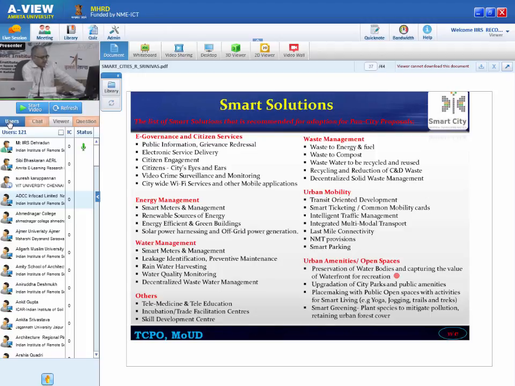Similarly, for social infrastructure like telemedicine, teleeducation, incubation, trade facilitation center, skill development center, waste management, these are almost new areas. Being immersed in waste management, you need to focus on zero waste management. You need to focus on reduce and recycle of waste, whether it is solid waste or liquid waste. A lot of things are coming.